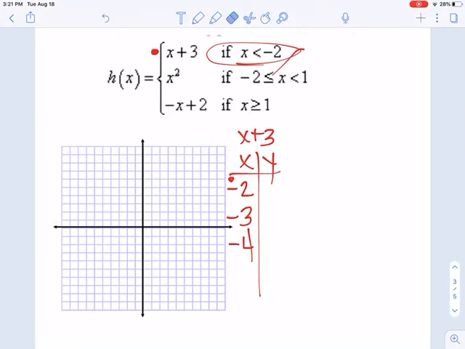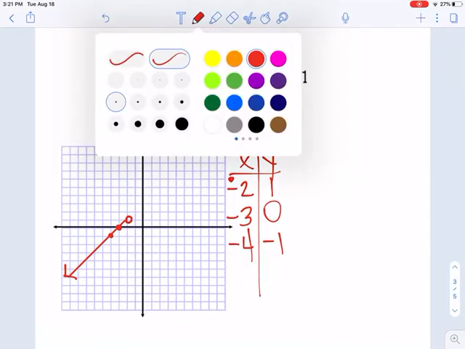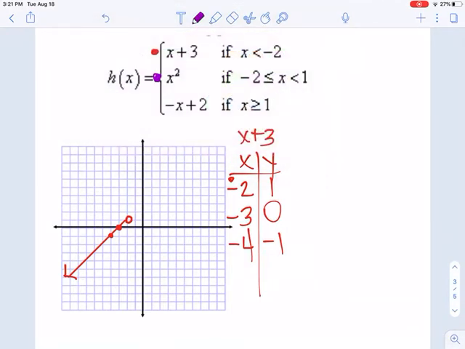So when we plug these x values into x plus 3, -2 plugged into x plus 3 would be 1. When I plug in -3, we get 0. We plug in -4, we would get -1. Okay, x plus 3 is a linear equation, so keep that in mind as we're connecting the dots here. Here is that piece. How about we do purple for our second piece?